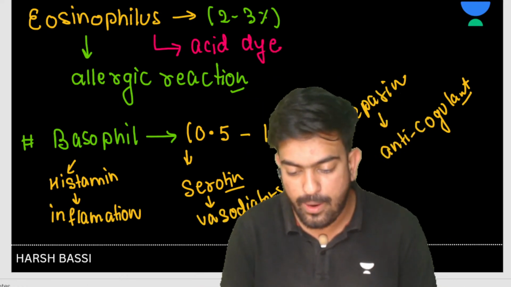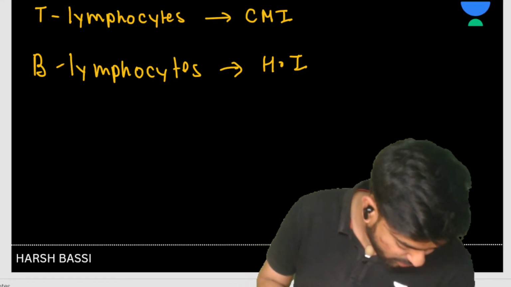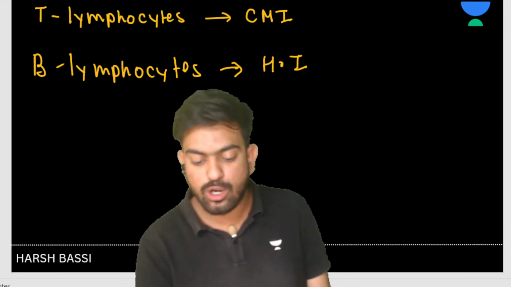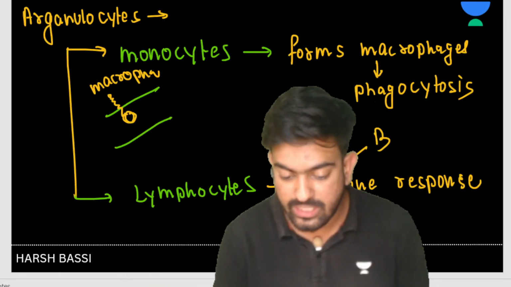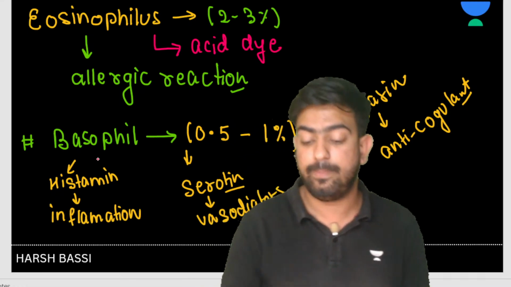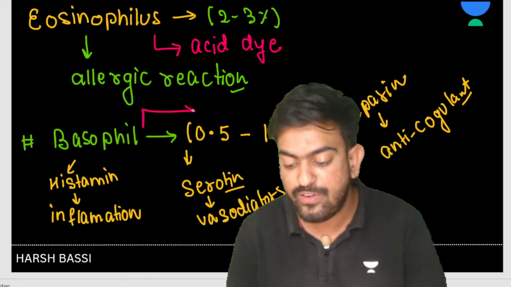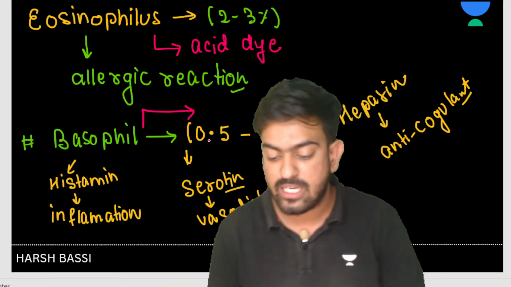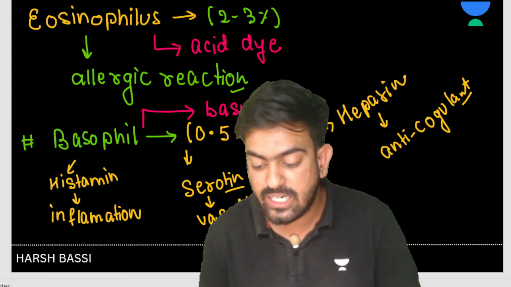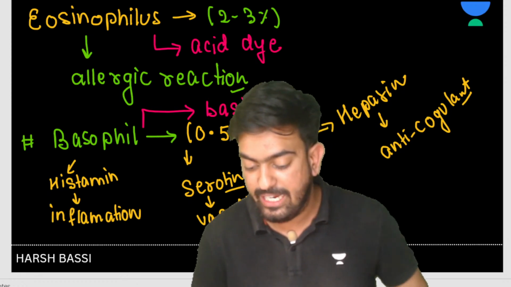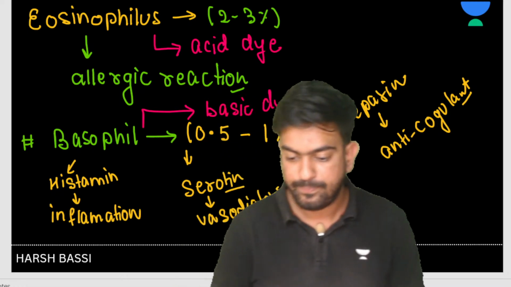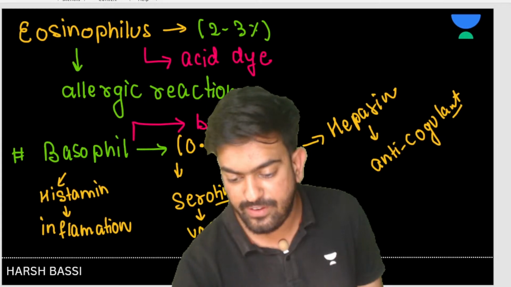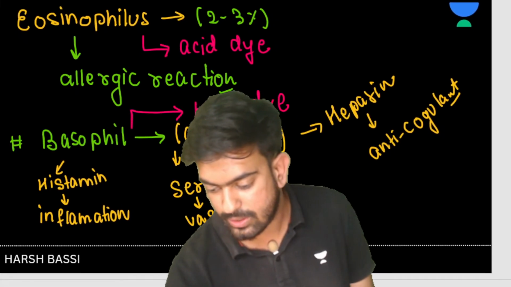Then if I talk about the basophil, this basophil is basically stained by the basic dye. Clear to everyone? Any doubts anywhere? Okay, great.